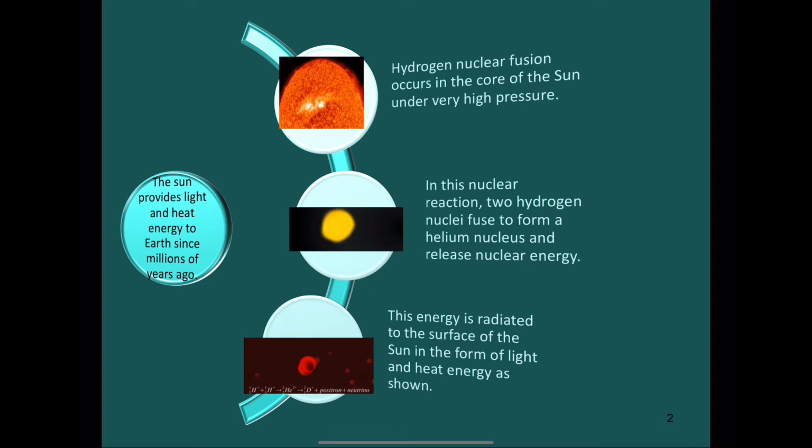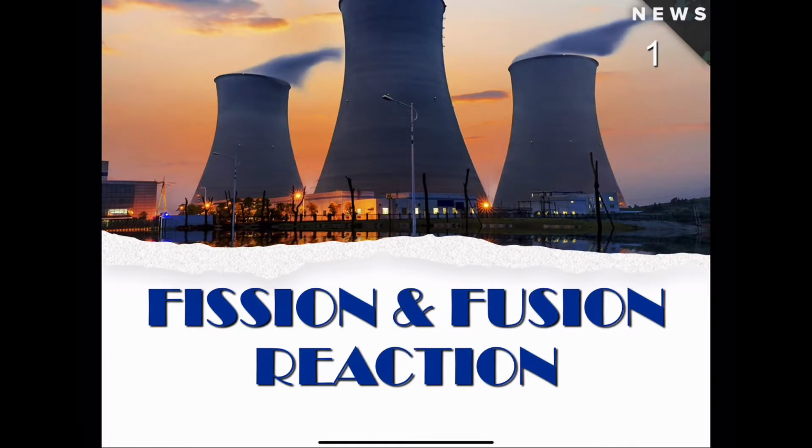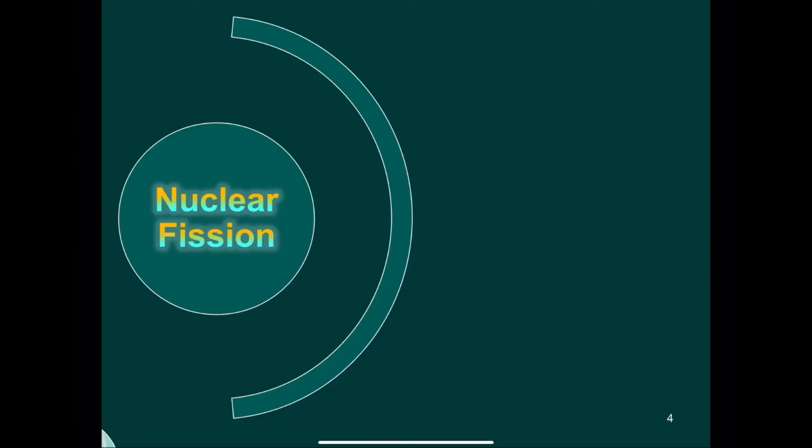Hydrogen nuclear fusion occurs in the core of the sun under a very high pressure. So in this nuclear reaction, two hydrogen nuclei fuse to form a helium nucleus and release nuclear energy. And this energy is radiated to the surface of the sun in the form of light and heat energy as shown. So what is fission reaction?